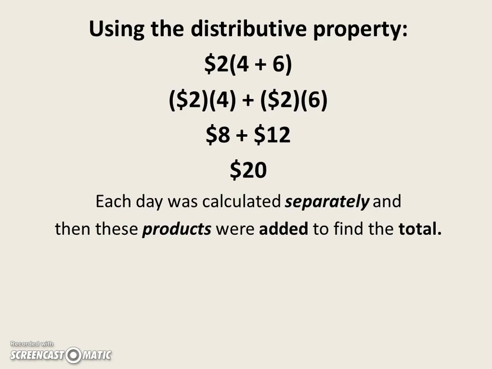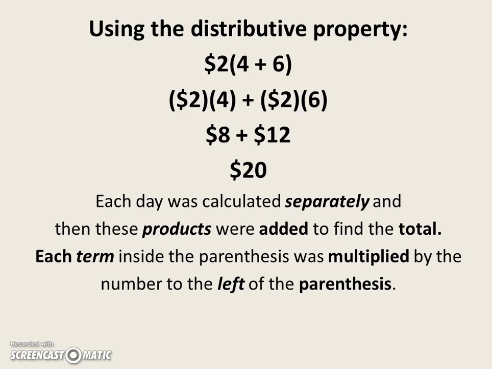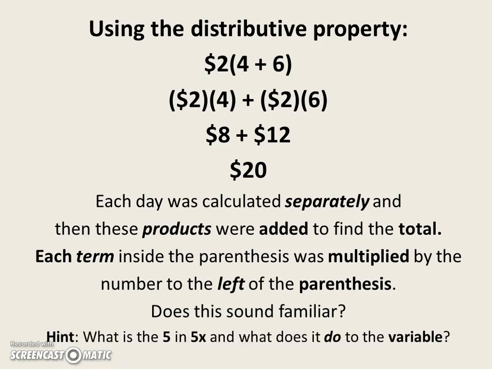Each day was calculated separately, and then these products were added together to find the total, or the sum. Each term inside the parentheses was multiplied by the number to the left of the parentheses. So each number inside was multiplied by the 2. That should sound kind of familiar to you. If you think about this, this might be a little hint. What is the 5 in 5x, and what does it do to the variable? Kind of a similar idea to this.